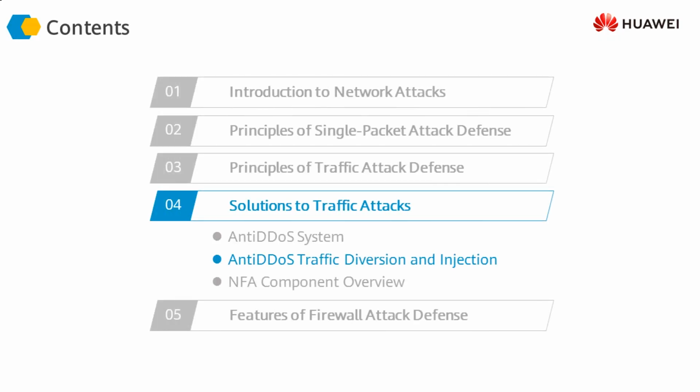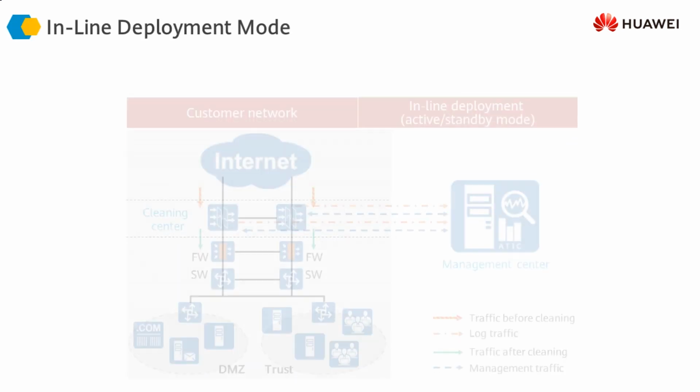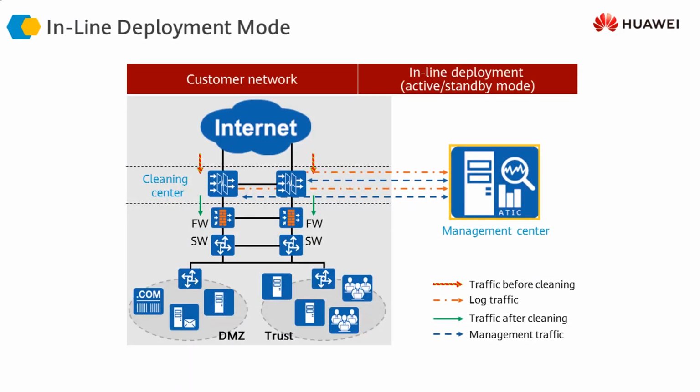Next, let's take a little bit more detailed look at how the traffic diversion and injection can be done on the cleaning center. This is our management center. Our cleaning center can either be inline or it can be offline or out of path. This is an inline deployment where the cleaning center is sitting in line. The traffic is passing through the cleaning center.